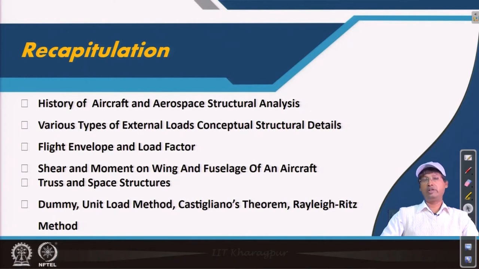Various types of external load is the next topic we covered, as experienced by aircraft, and how those loads vary in different conditions while it is on the runway, or airborne, or maybe during landing. We have also learned the flight envelope and load factors. We have also learned shear stress and bending moments experienced by an aircraft. We have learned three dimensional structures like trusses, and in the last week we learned about stress.